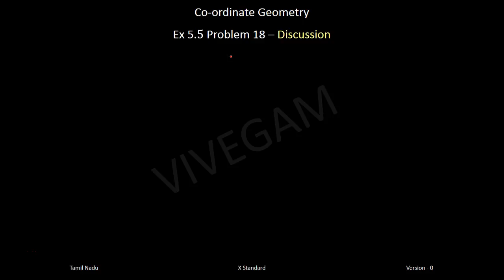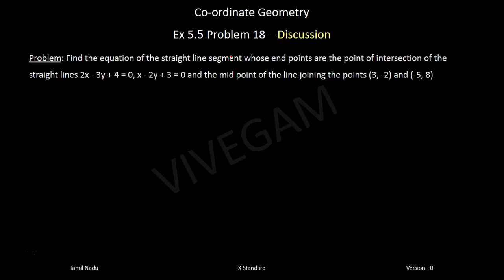Exercise 5.5, problem 18, discussion. Find the equation of the straight line segment whose endpoints are the point of intersection of the straight lines 2x minus 3y plus 4 equal to 0 and x minus 2y plus 3 equal to 0 on one side, and the midpoint of the line joining the points (3, -2) and (-5, 8). Okay, it's a very long problem.